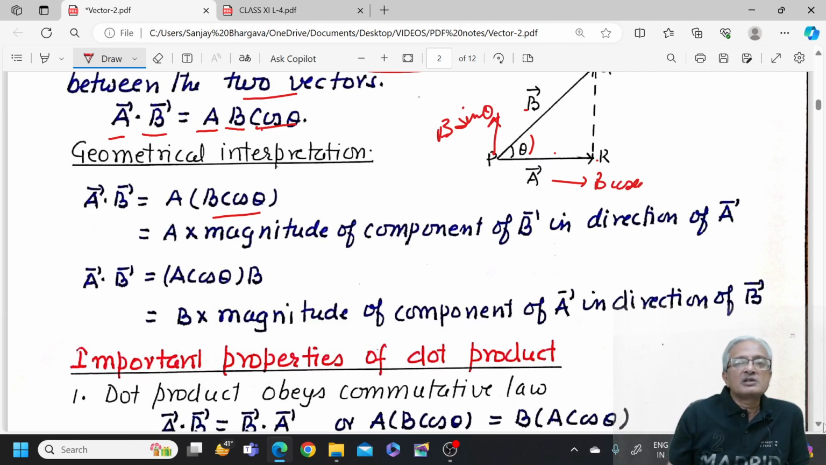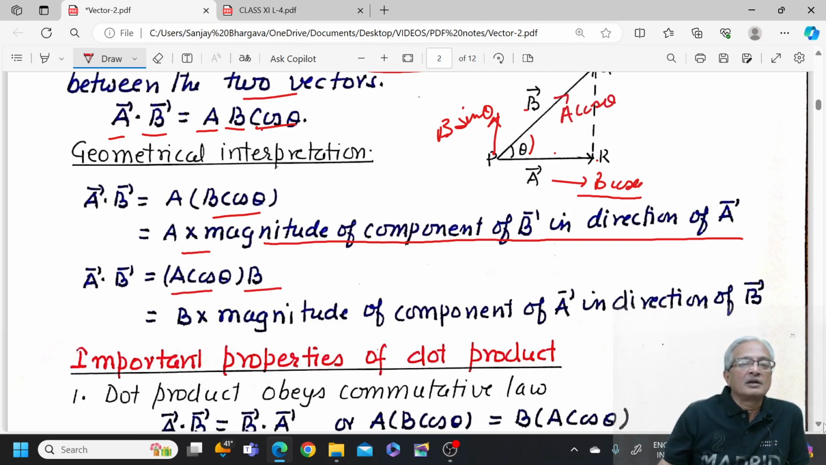So what is b cos theta? It is the component of the b vector along a. So I can write a into the magnitude of the component of the b vector in the direction of the a vector. Similarly, a dot b can be written as a cos theta into b. If I resolve a, then in this direction the component of a would be a cos theta. So I can write it as b into the magnitude of the component of the a vector in the direction of the b vector.